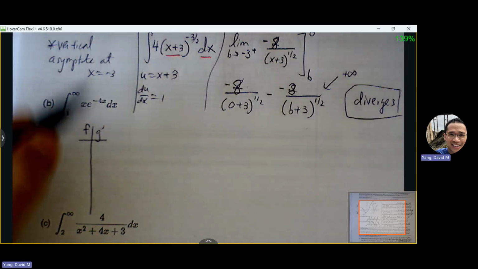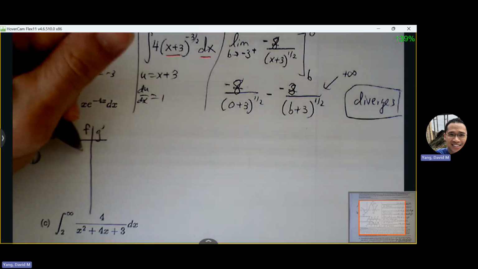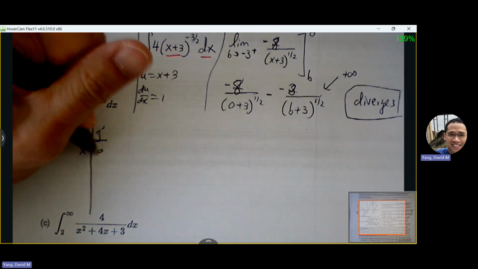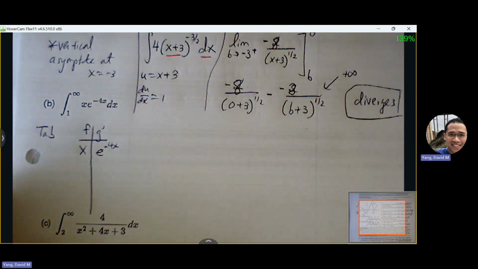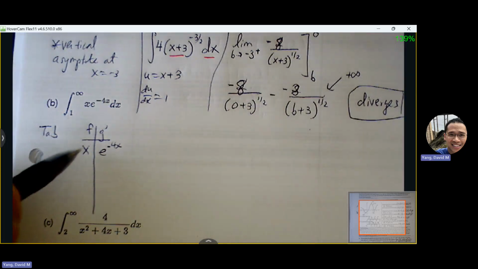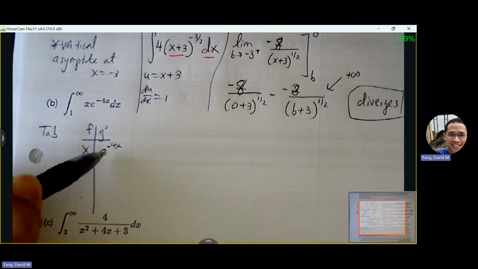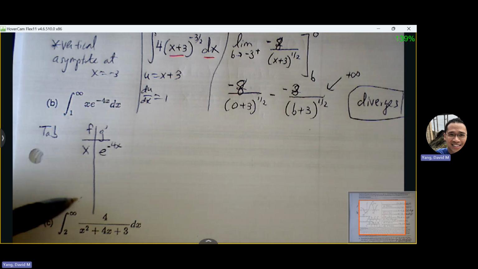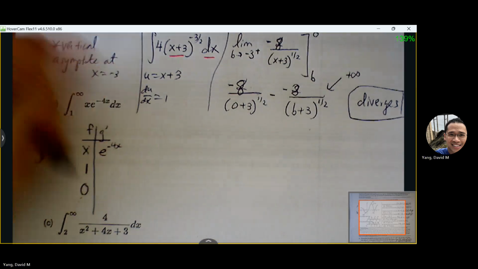This is not good for natural log, but it's good for polynomial versus exponential. So we start off with f being x and g prime being e to the -4x. On the left side, we're going to keep finding the derivative until we get to 0. On the right side, we're going to keep taking the antiderivative until we reach the same number of times that the left side took to get to 0.